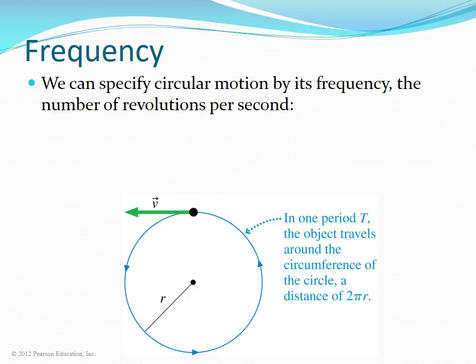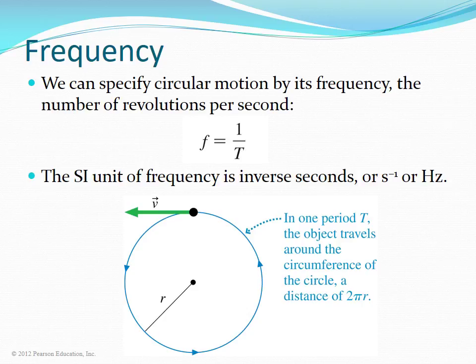We can also specify circular motion by its frequency, the number of revolutions per second. If an object has a period of 1 second, it rotates at a frequency of 1 revolution per second. If an object has a period of half a second, it makes 2 complete rotations in 1 second and has a frequency of 2 revolutions per second. If an object has a period of 1/10 of a second, it has a frequency of 10 revolutions per second. We can define the frequency as 1 divided by the period. The SI unit of frequency is the inverse second, which is also known as a hertz.